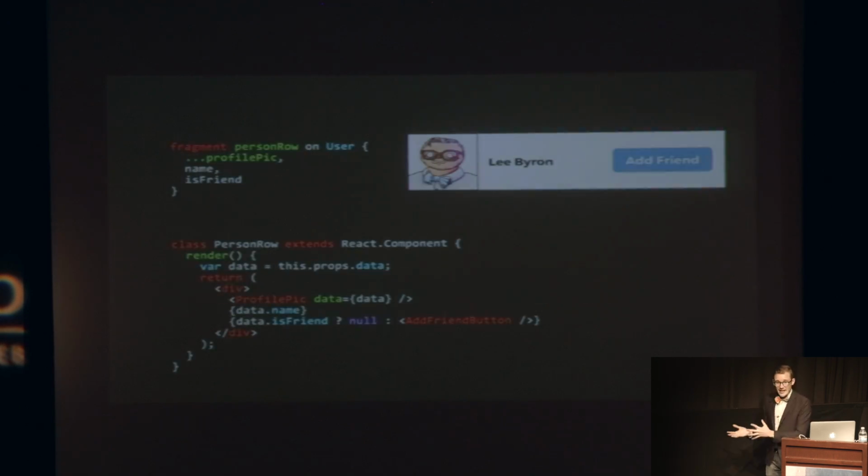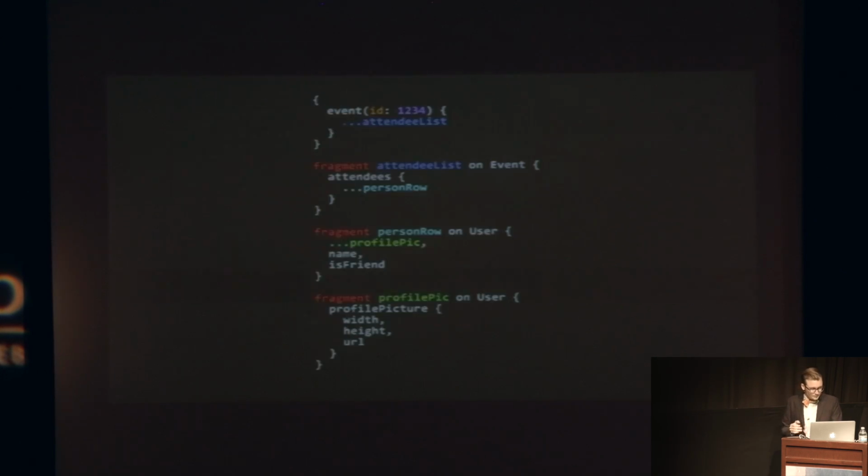We can then take that component and compose it into another one. So here we have this person row. And person row has its own information that it needs. It needs name and whether or not we're friends in order to render this add friend button. And it's going to defer to the add friend or the profile pic component to render the rest. And it's going to use fragments to refer to the other data that it needs so that we're not repeating this information in places, and that information can stay co-located to the place where it's needed.